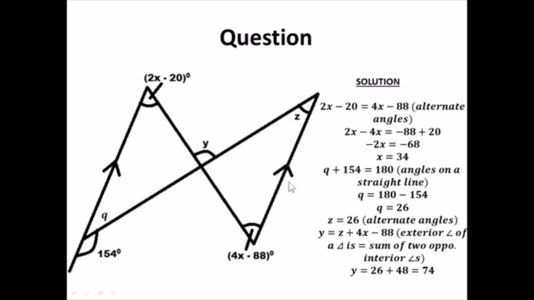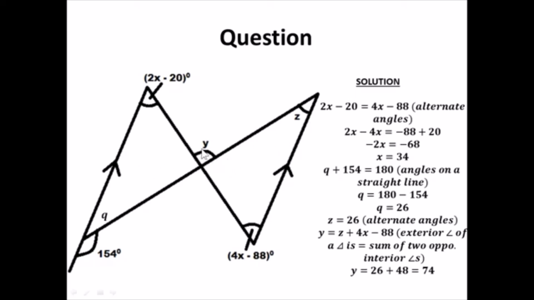What I used there is that this angle Z here and this angle here are both interior angles of this triangle. And there's a theorem we're going to talk about when we discuss triangles. There's a theorem that says the exterior angle of a triangle is equal to the sum of the two opposite interior angles of that triangle. That is, this angle Y here is an exterior angle to this triangle and also this triangle here.